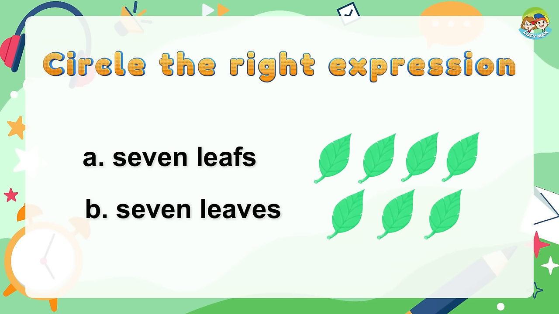Seven leaves. Leaf ends with the F sound. So we add V-E-S. Seven leaves. You circle B.